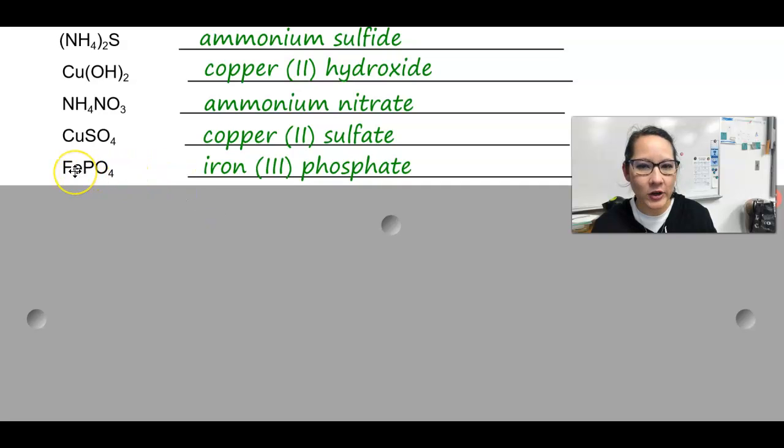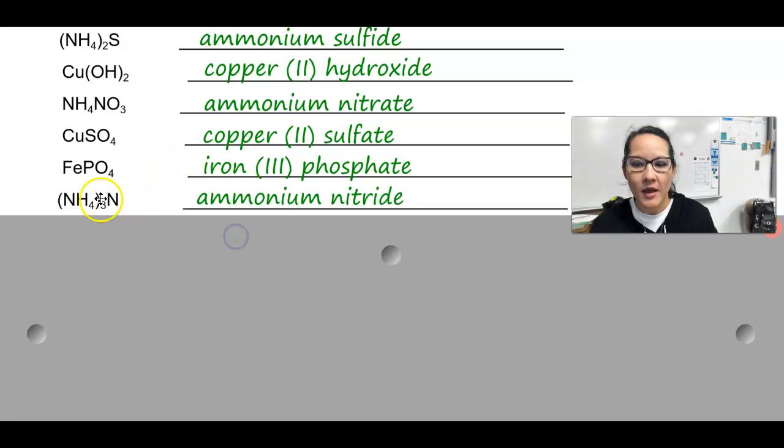Next is iron, and it is also a transition metal, so it must have a Roman numeral, and we can't use this little 4 down here because that belongs to the phosphate. It's not how many phosphates there are. There's only 1 phosphate. So because there's only 1 iron and 1 phosphate, the charge of phosphate is equal and opposite the charge of the iron. Phosphate's -3, so the iron must be +3. So this is iron 3 phosphate. The cation is ammonium, and then the anion is monoatomic, so it's nitride, IDE.